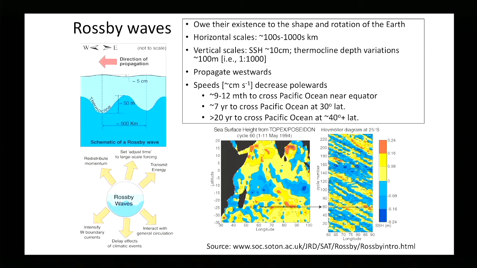Here's a Hovmöller plot of patterns of sea surface height anomalies across this section here. So you can see time going up here, and you can see these bands that are Rossby waves propagating westward in the ocean that are being picked up in effect by a satellite or can be expressed in data.